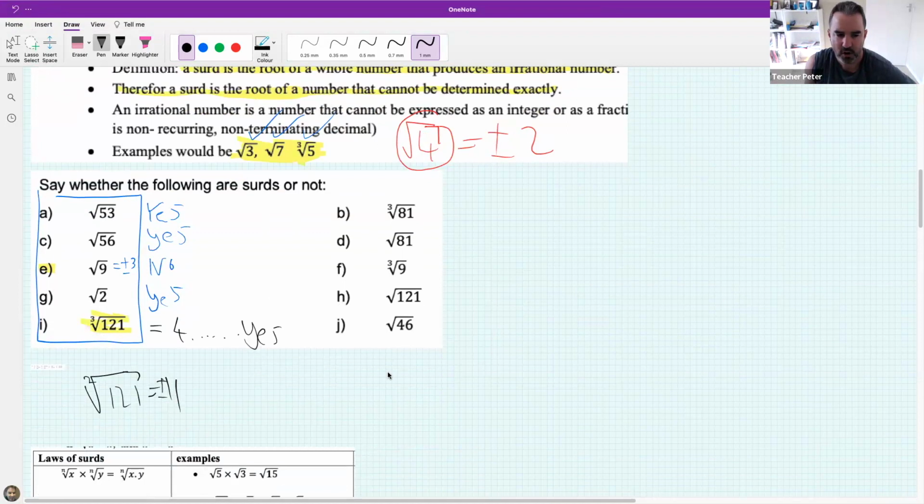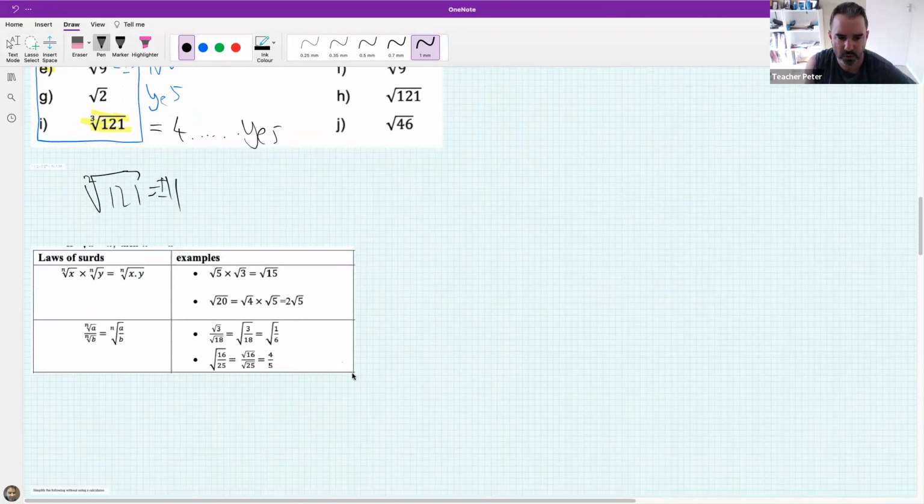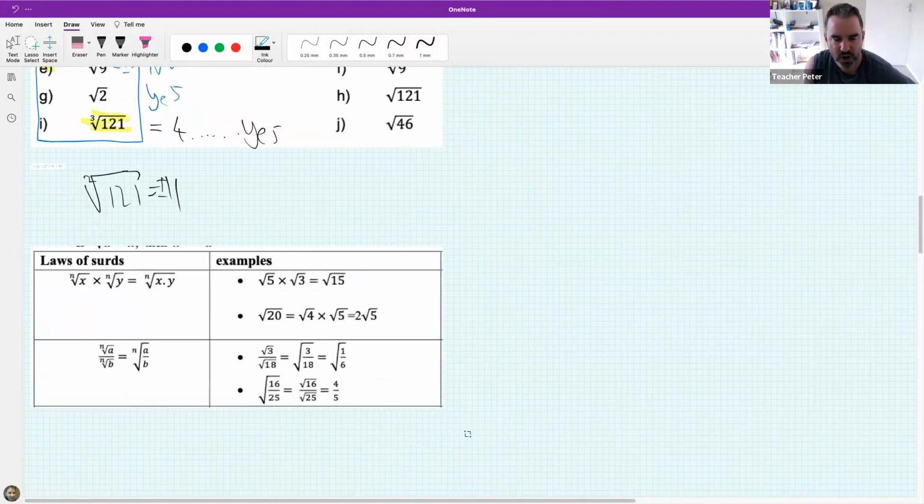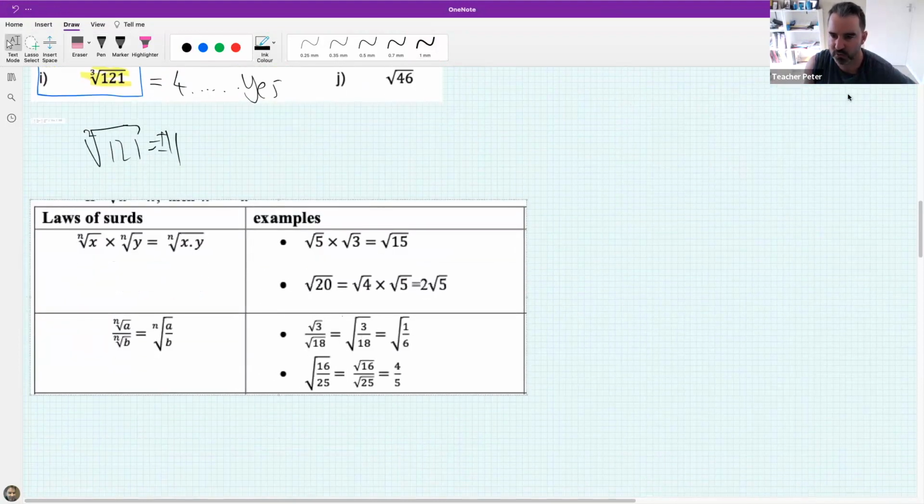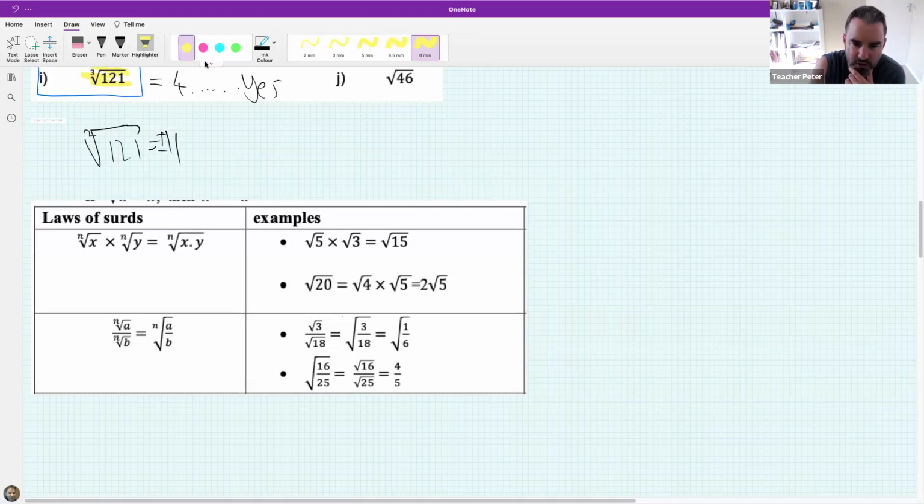Okay, now, there are some laws that we need to be able to use. Exponents have their own laws, well, surds have their own laws as well. And that makes sense because a root is really just the same as a power in a different way. So how does this work? Well, let's have a look at this.